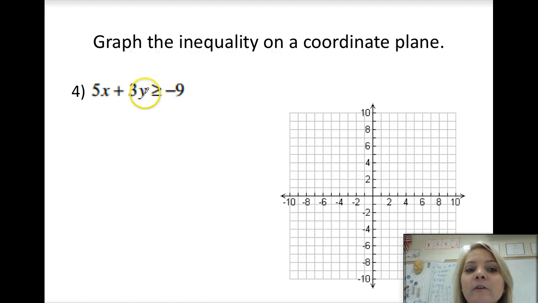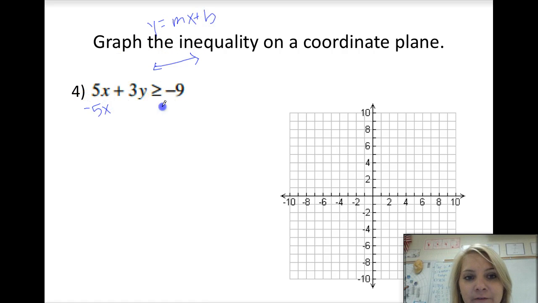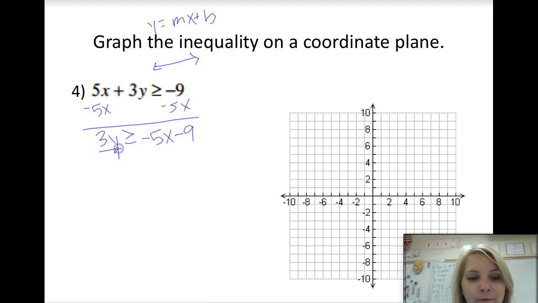Now since we have a greater than or equal to, that equal to, we're going to draw that boundary line with a solid line. And we're going to still put it in the form y equals mx plus b. So we're first going to subtract 5x from both sides. So we get 3y is greater than or equal to negative 5x minus 9. And I'm going to divide both sides by 3. So we get y is greater than or equal to negative 5/3 x minus 3.